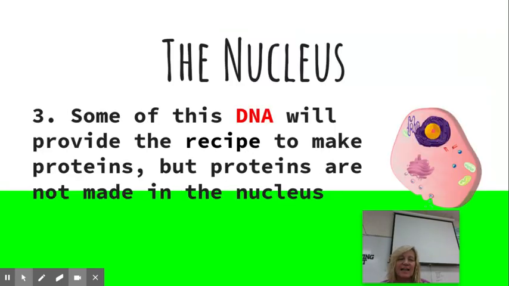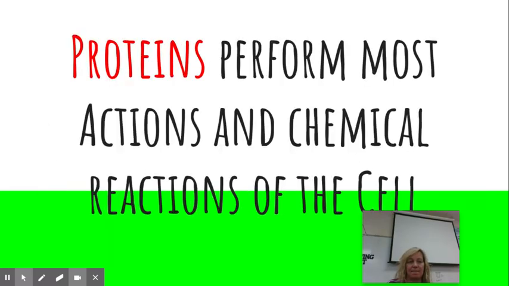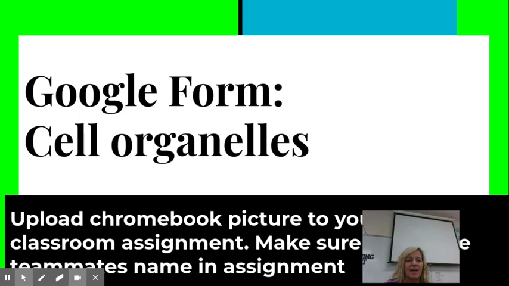Some of its DNA will provide the recipe to make proteins, but proteins are not made in the nucleus. We talked about this. So in those chromosomes, the DNA is all there, but it only codes for proteins. It doesn't make them. Proteins perform most of the actions and chemical actions inside the cell. That's why they're important.